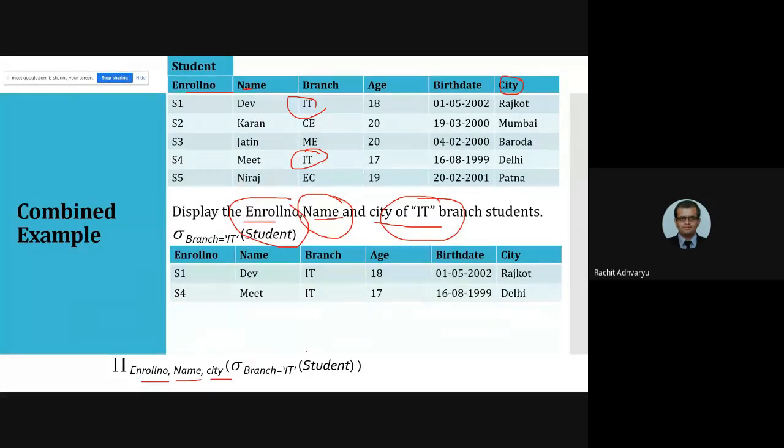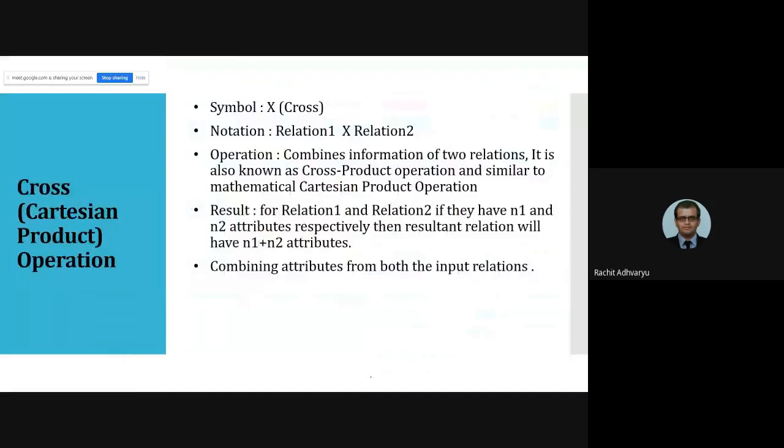And then into bracket, you will write down the selection operator. So whenever you have a combined type of query, first you write down the projection, and then into bracket, you write down the selection operator, right? So remember this rule, that is you have to write such types of queries in this particular format, right? Then we have a cross product. What is cross product?